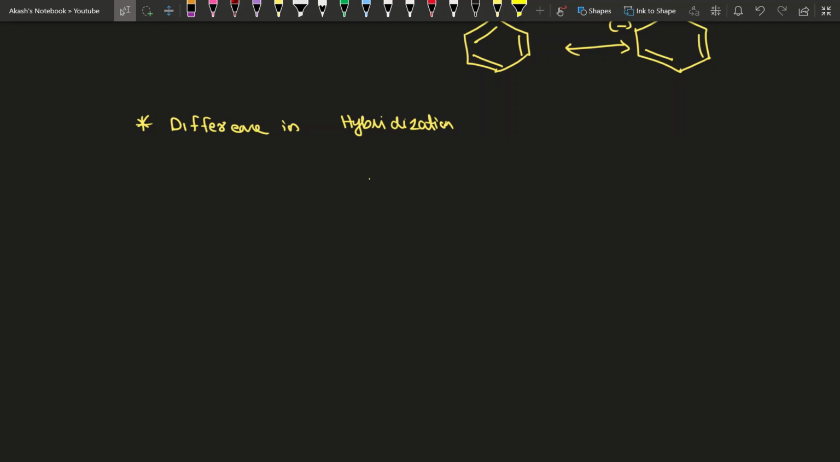When you're considering haloarenes, the halogen is attached to a carbon which is sp2 hybridized. This carbon is sp2 hybridized because a double bond is established. When you're considering haloalkanes, the halogen is attached to a carbon which is sp3 hybridized.